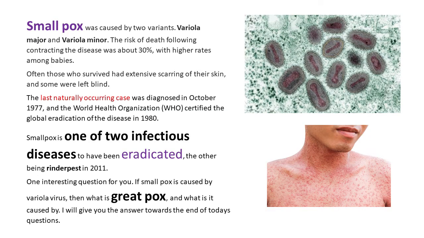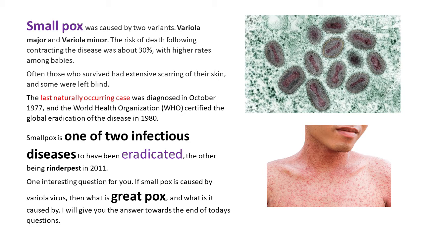Smallpox was caused by two variants, variola major and variola minor. The risk of death following contracting the disease was about 30%, with higher rates among babies. Often those who survived had extensive scarring of their skin, and some were left blind. The last naturally occurring case was diagnosed in October 1977, and the World Health Organization, WHO, certified the global eradication of the disease in 1980.